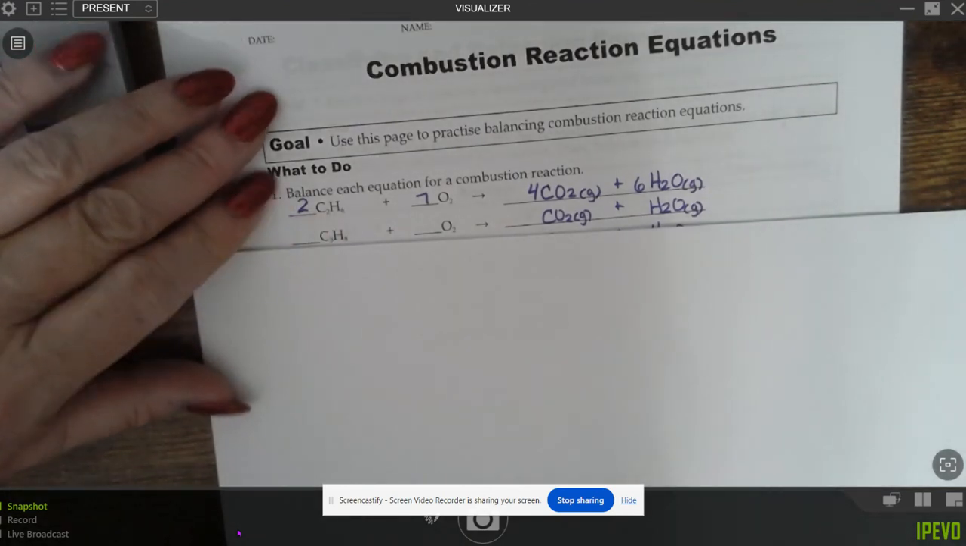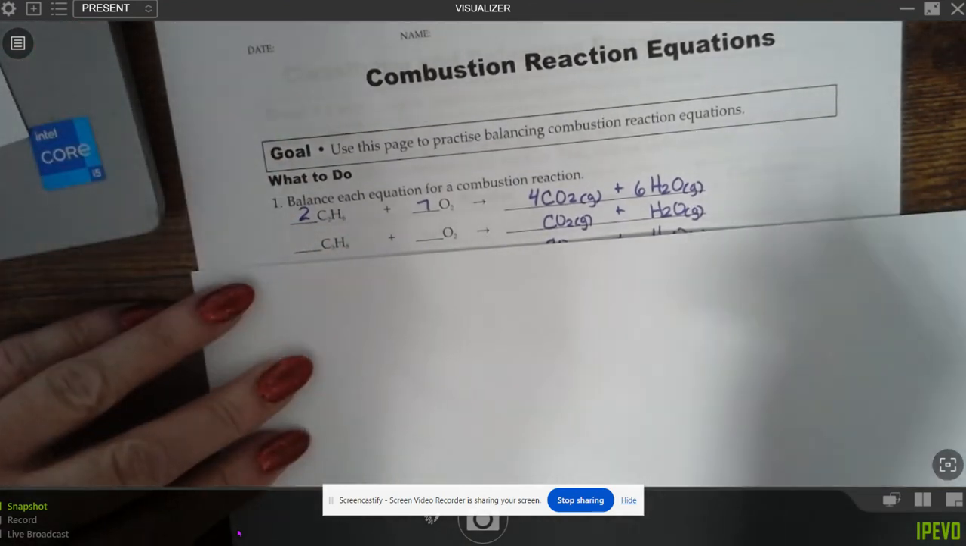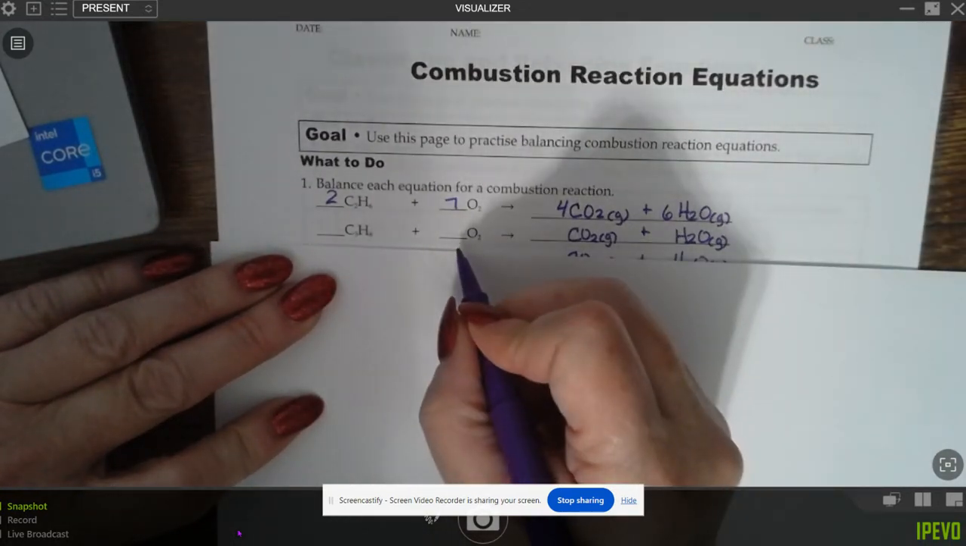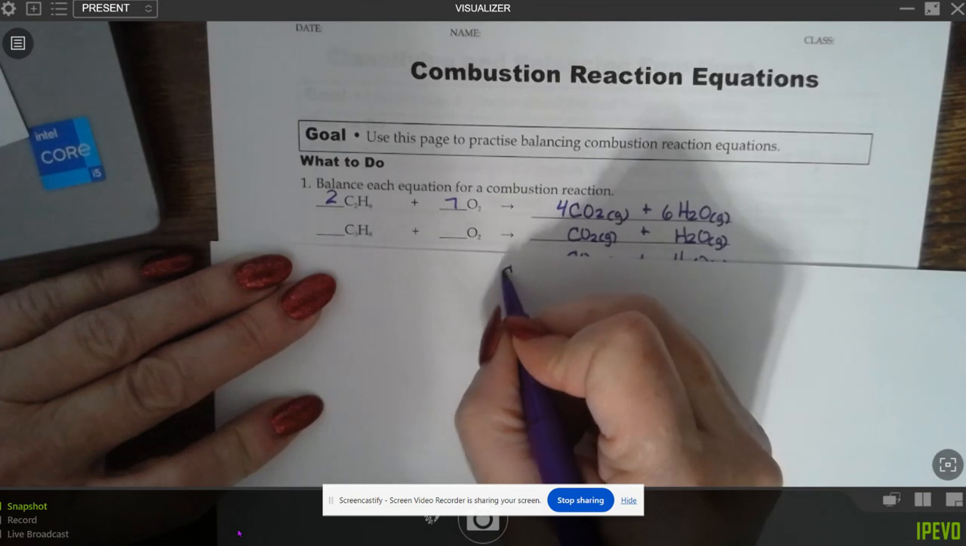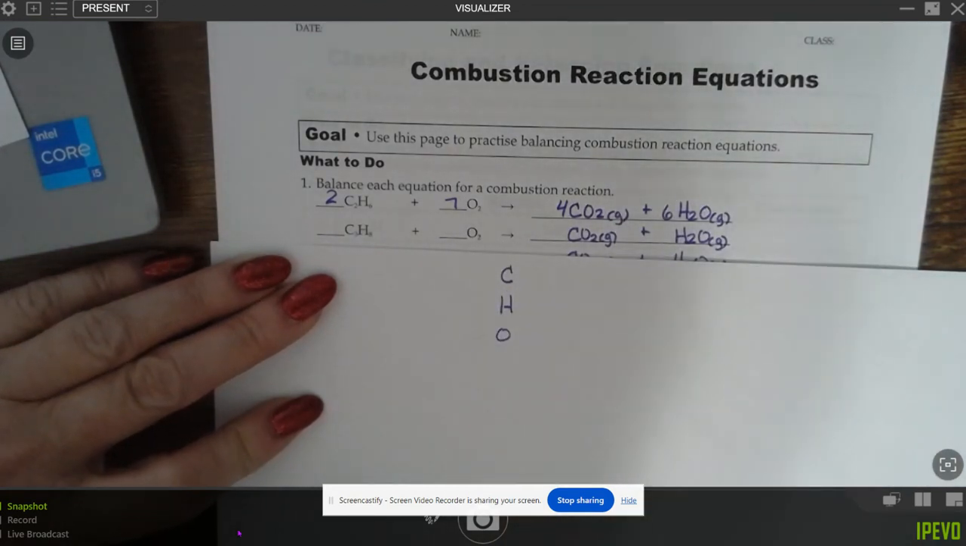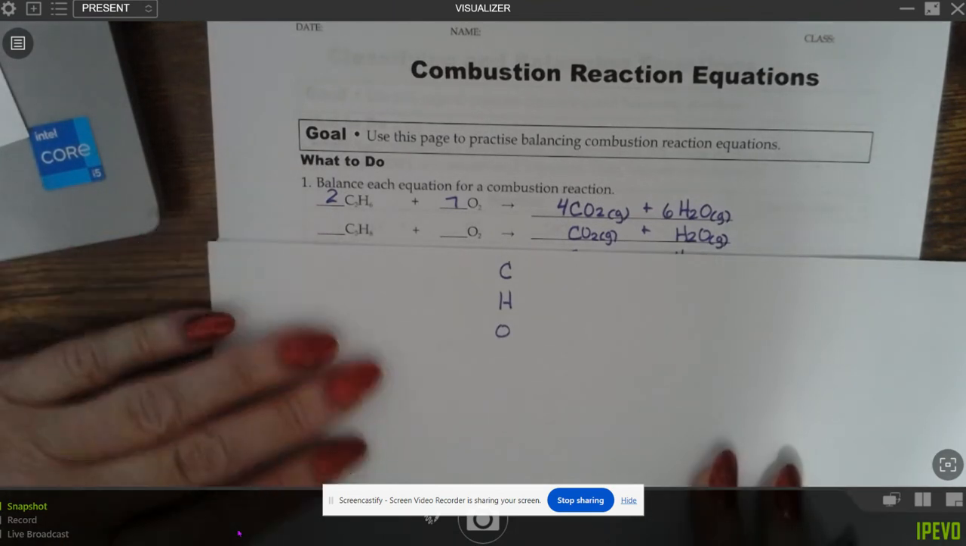Okay, so here we have C3H8, all right, and we've got O2. So I'm going to count carbon, hydrogen, oxygen. And I used to always say count carbon first, but you know what?